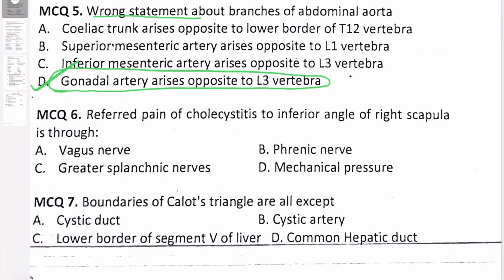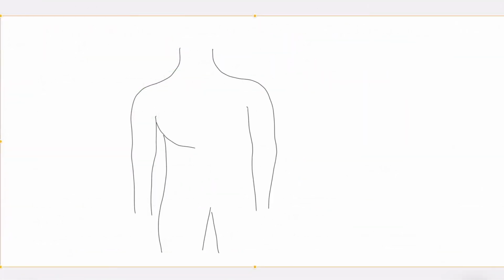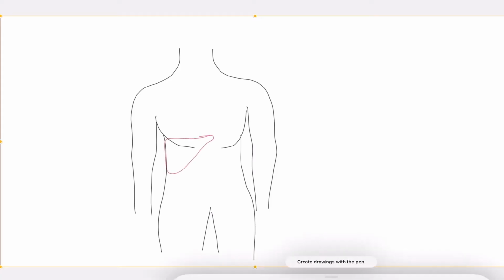Question number 6. Referred pain of cholecystitis to the inferior angle of the right scapula is through vagus nerve, phrenic nerve, greater splanchnic nerve, or is it by mechanical pressure. Here is the location of the liver. Down below, somewhere here, at the cystic notch you find the fundus of the gallbladder protruding out, and this actually is the level of the tip of the ninth costal cartilage.